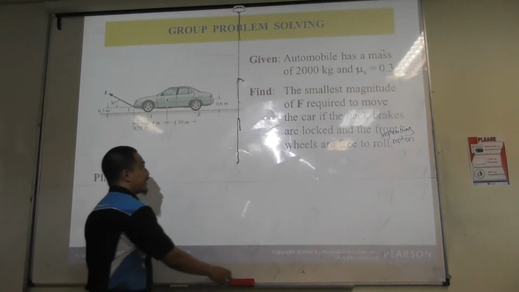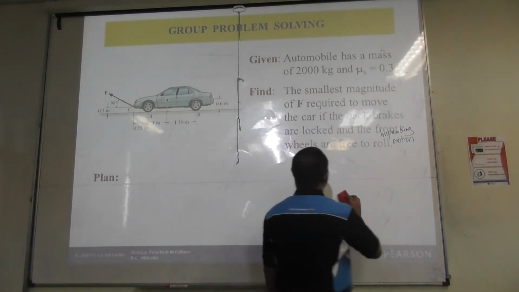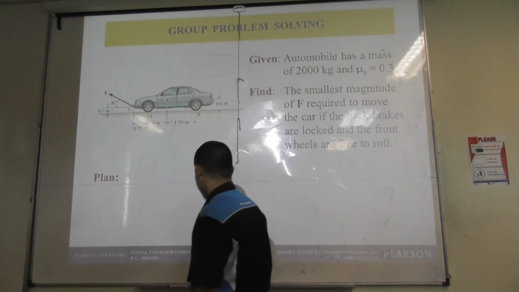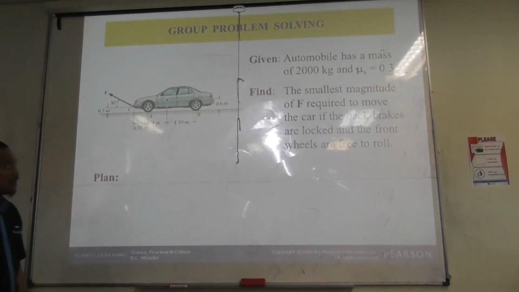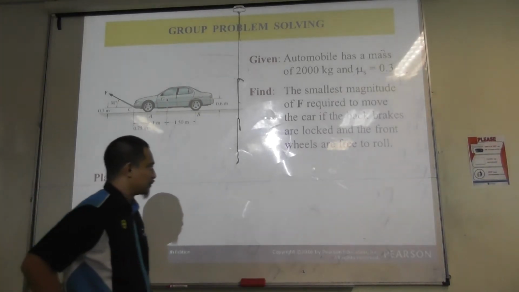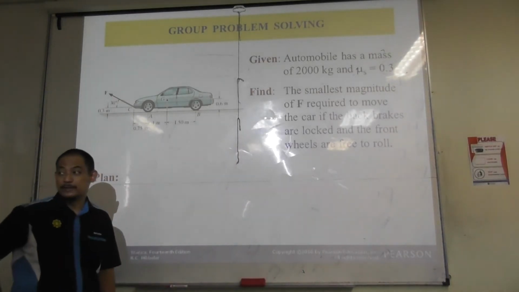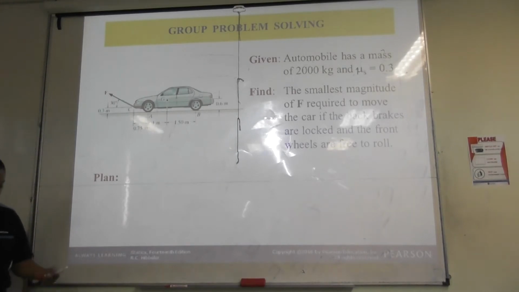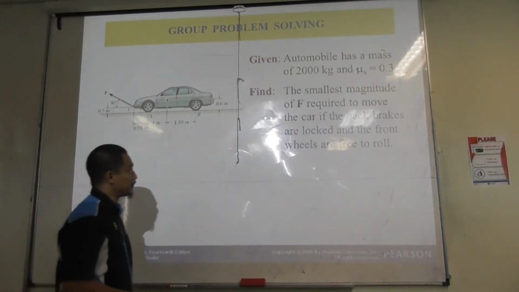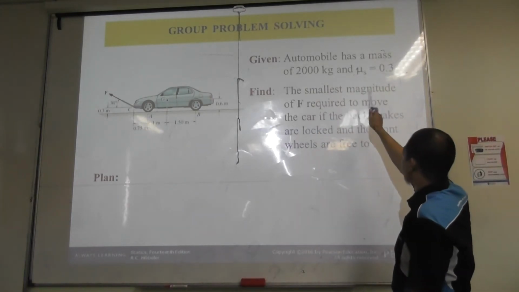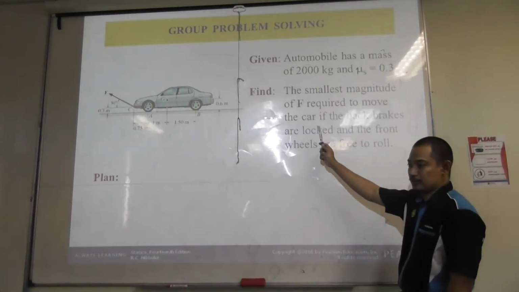Okay, an automobile has a mass of 2,000 kilogram and mu S is 0.3. Find the smallest magnitude of F required to move the car if the back brakes are locked and the front wheels are free to roll. Do you understand the question? Okay, wait. Do you understand the first part? Find the smallest magnitude of F required to move the car. What do you understand by that?